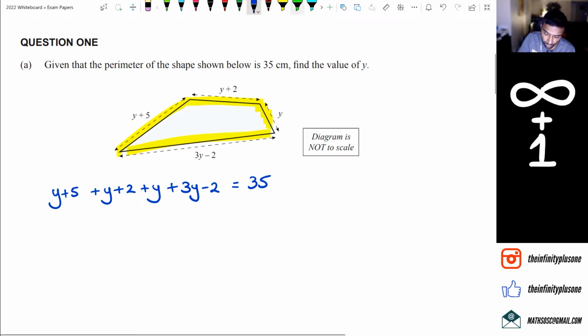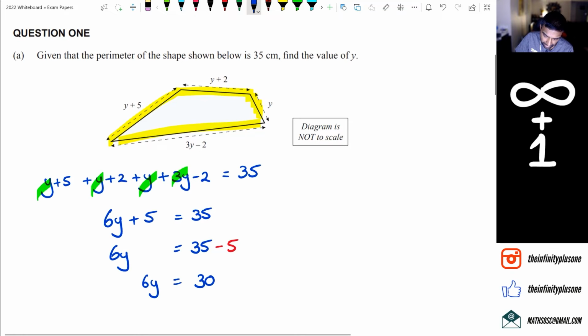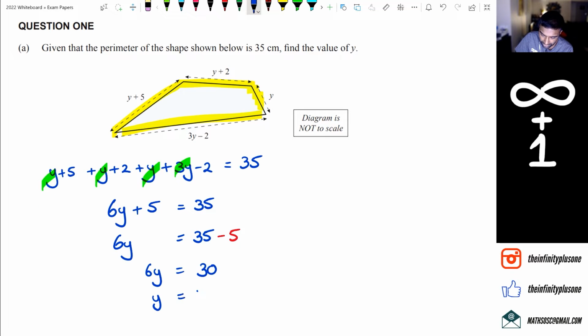So at this point, we want to collect all of our like terms. So we've got 3, 4, 5, 6y, and then we've got 5 plus 2 minus 2 is 5. So we're going to have 6y plus 5 equals 35. The next thing is to get rid of the positive 5. When it goes to the other side, it will become minus 5. So 35 take away 5 is going to be 30. And what we've got here is y is equal to 30 divided by 6. And so we're going to end up with y is equal to 5.